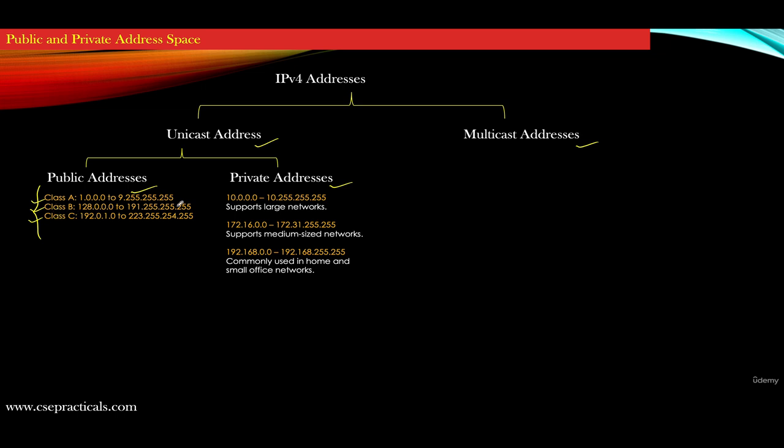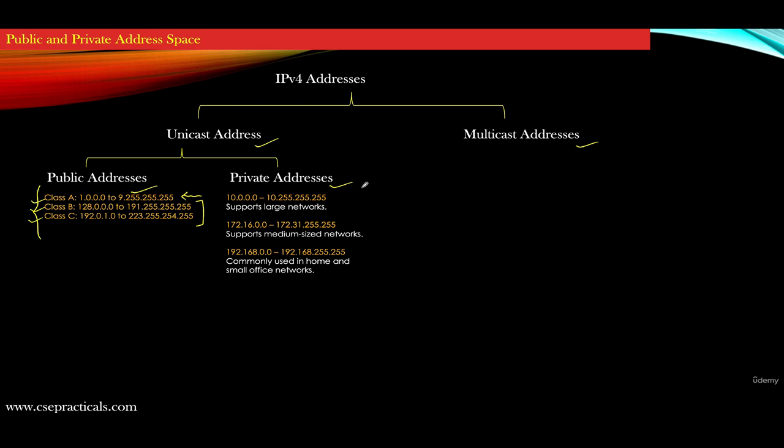And you can see that a definite range of IPv4 addresses has been assigned against each class of IPv4 address. For example, Class A IPv4 addresses range from 1.0.0.0 to 9.255.255.255. Similarly, you can also see the range that has been allocated to Class B and Class C public IPv4 addresses. Similarly, we have given ranges of IP addresses to private addresses.